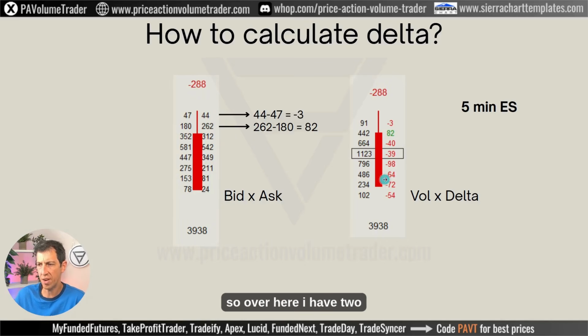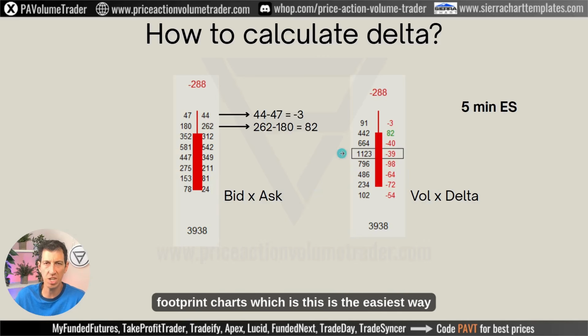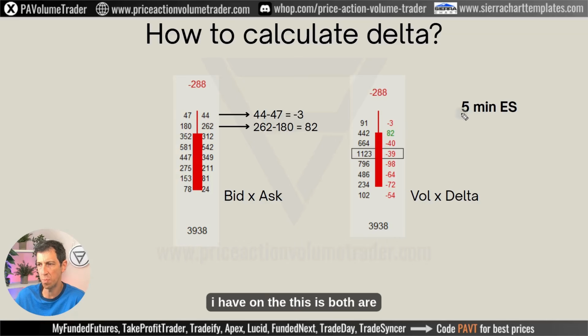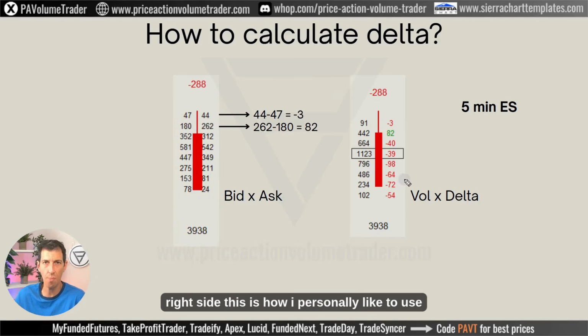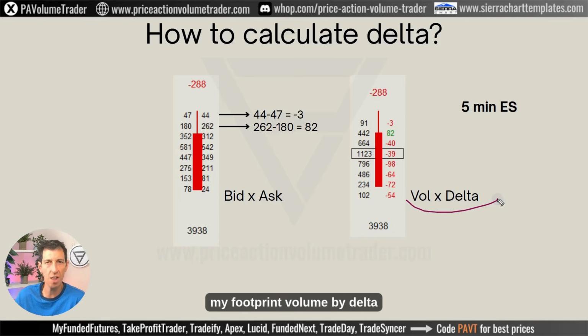So over here I have 2 footprint charts, which is the easiest way to show how to calculate it. Both are 5-minute candlesticks on the E-mini S&P. This is a bid by ask footprint. So we have on the left aggressive executions to sell, and on the right aggressive executions to buy, okay? And then on the right side, this is how I personally like to use my footprint, volume by delta. So this is the total contracts traded and the delta at each price level.